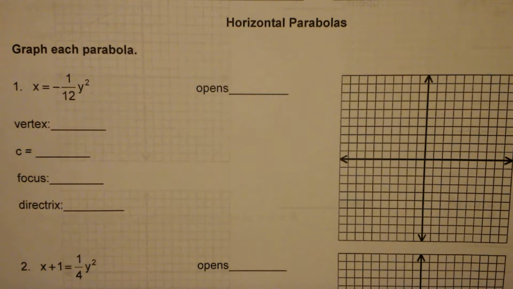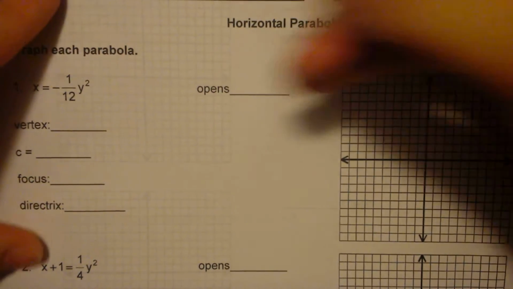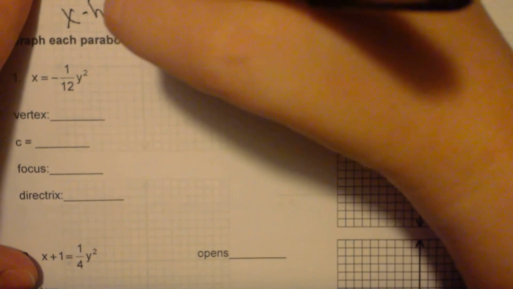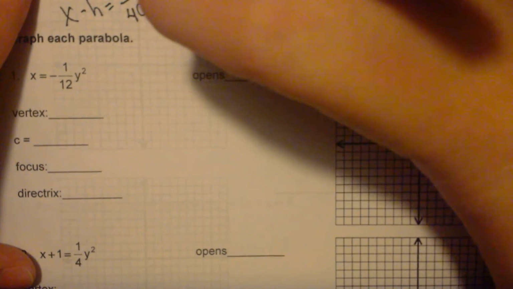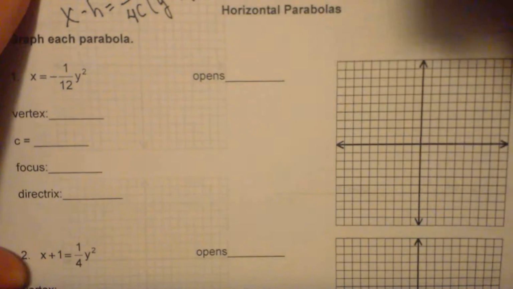So now I'm going to look at horizontal parabolas. The only difference is the equation. Everything else works the same. You have x minus h equals 1 over 4c times y minus k squared.